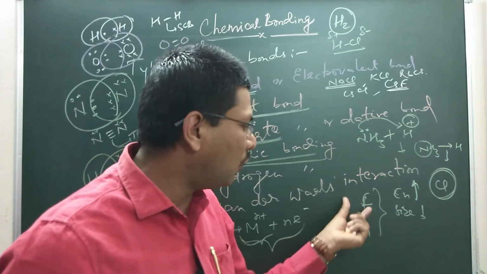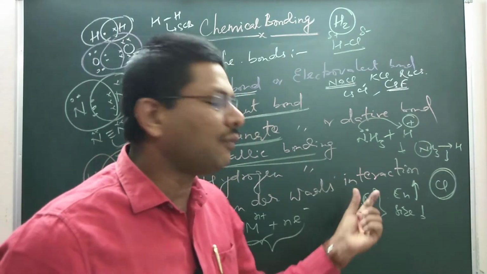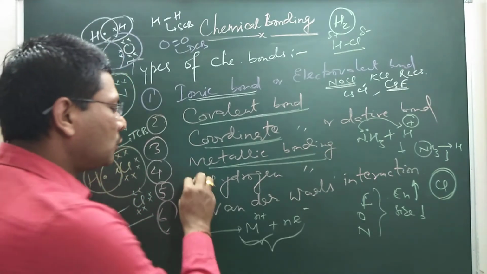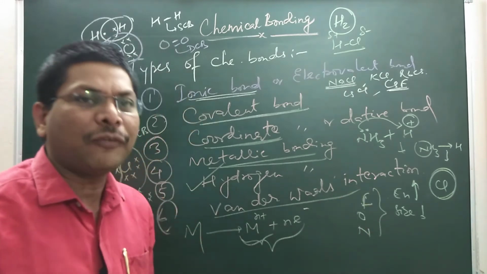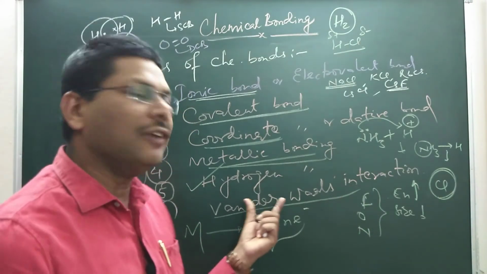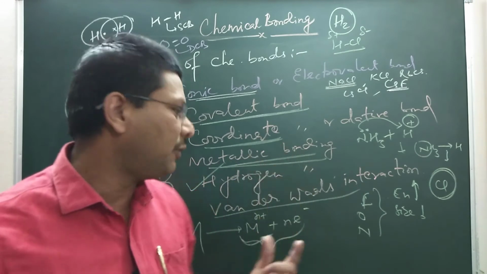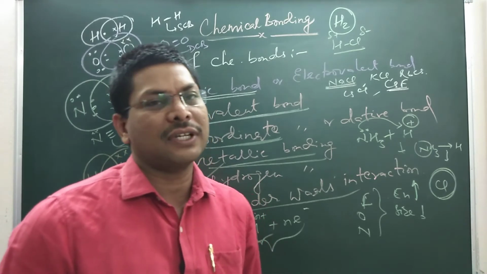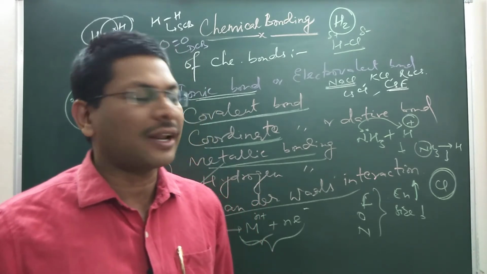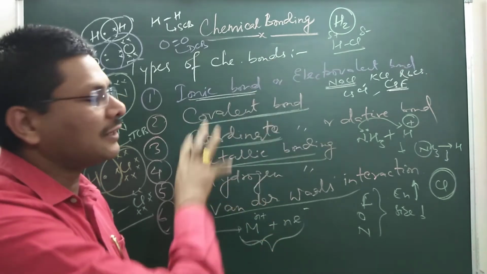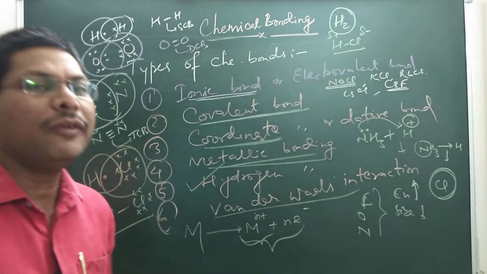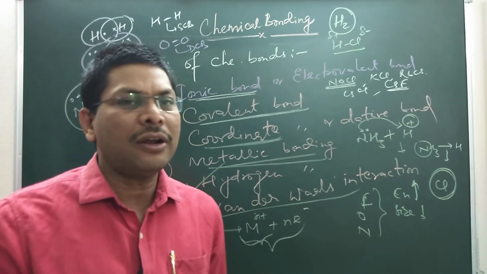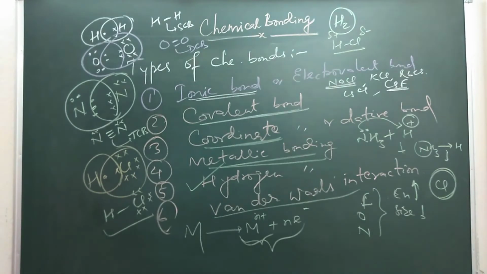So you remember the trick FON, F-O-N: fluorine, oxygen, nitrogen form hydrogen bonding. Van der Waals interactions are a type of weaker interaction, which I will discuss in gas law. You can watch one short video of gas law on my channel, where I have discussed van der Waals interactions like dipole-dipole interaction, ion-dipole interaction, etc. So these are the types of chemical bonds. Now slowly we will move to covalent types, sigma, pi, etc., and then VSEPR, valence bond theory, hybridization, etc.